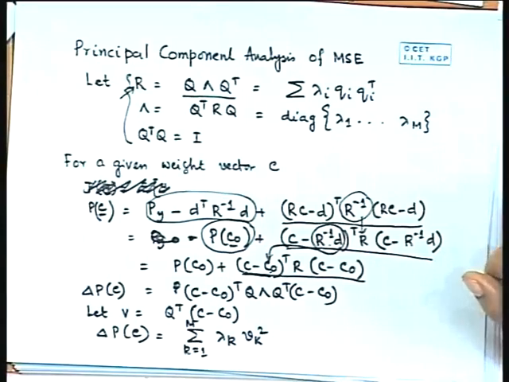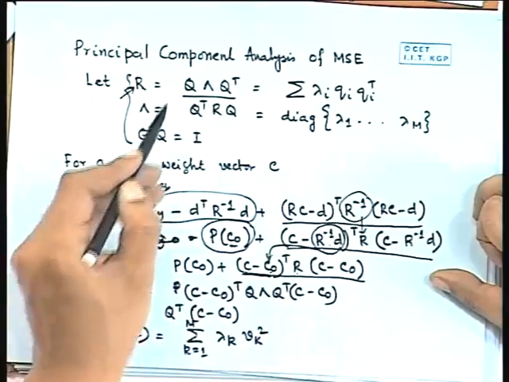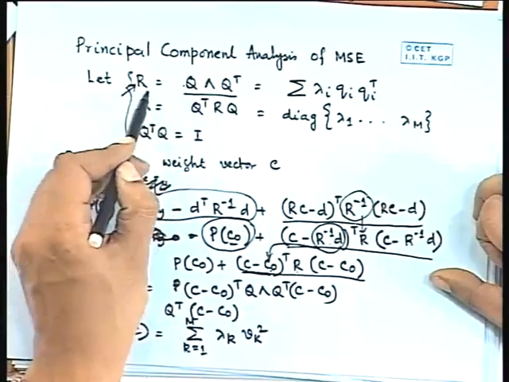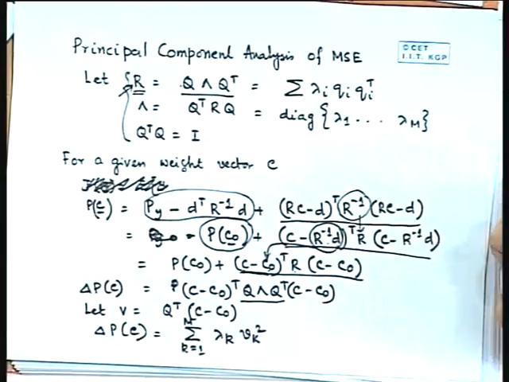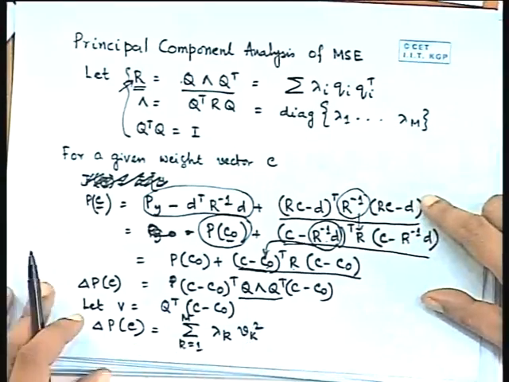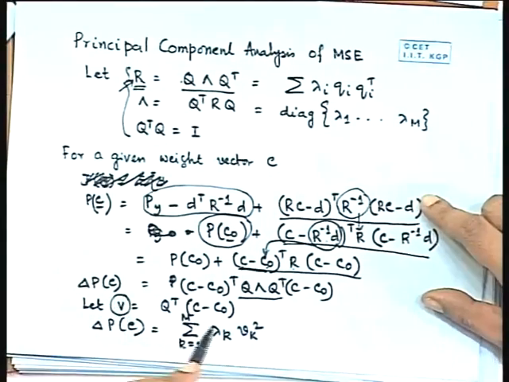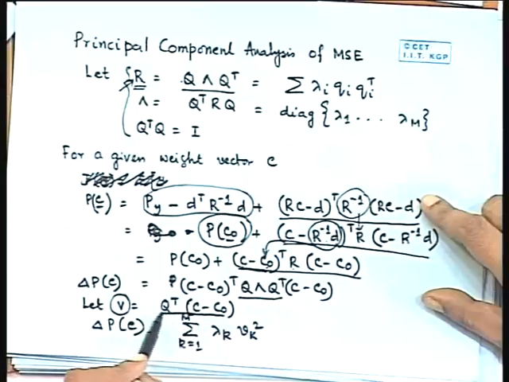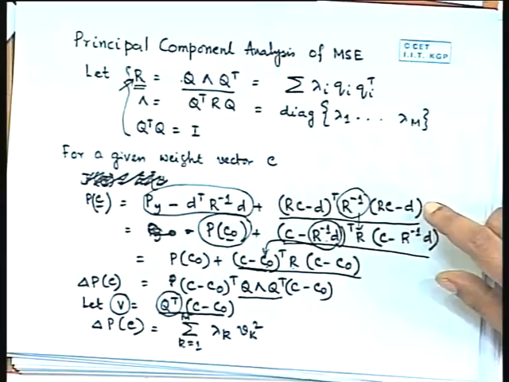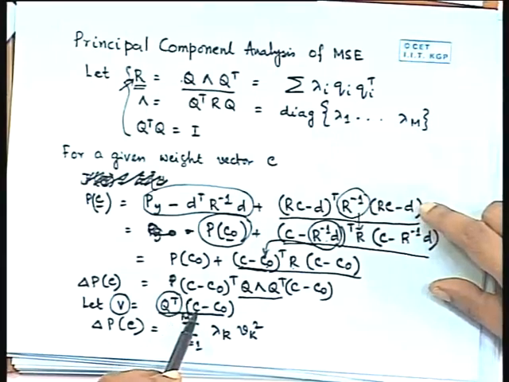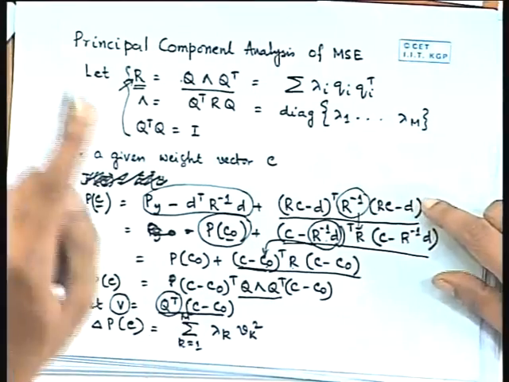Okay. Now what is R? I am making an Eigen decomposition like this. So if I define a new vector V which will transform this C minus C0 by this matrix, what does it mean? I am trying to take these components of C and express them in terms of the perpendicular components, that is, the eigenvector coordinates.